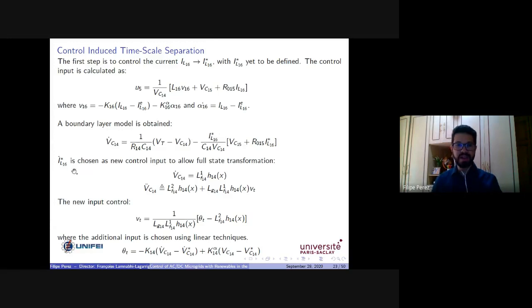And by choosing IL6 dot as our new control input, we allow full state transformation of the system. And by deducing the Lie derivatives, we can compute the control input. And an additional input is used to produce the linear behavior for the voltage, and the gains K14 and K14 alpha are chosen by pole placement.